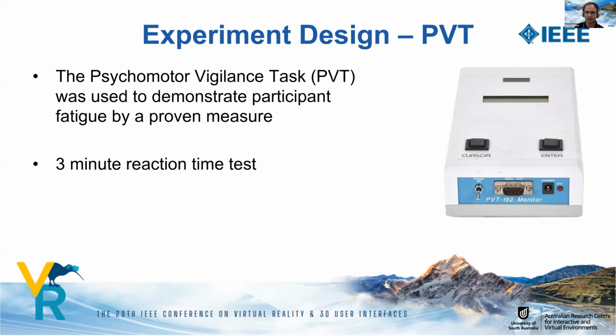Before each procedural task began, participants performed a quick 3-minute psychomotor vigilance task. This was to showcase participants' performance fatigue by an existing measure. The PVT itself is a simple reaction time test where the user must press a button when prompted to by a screen.